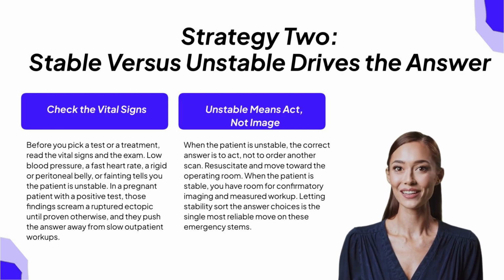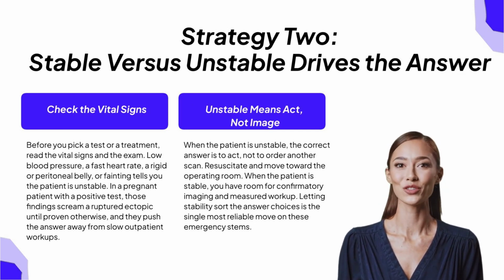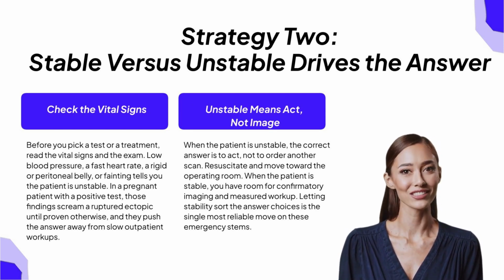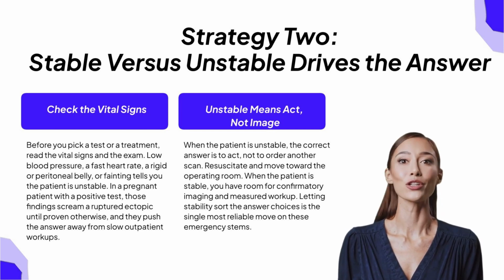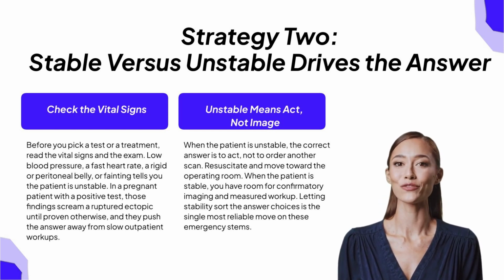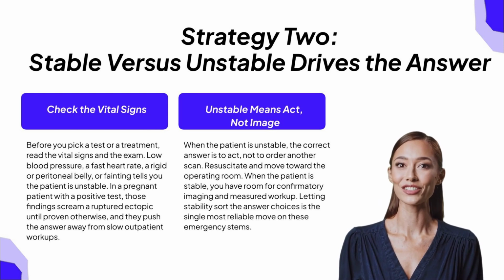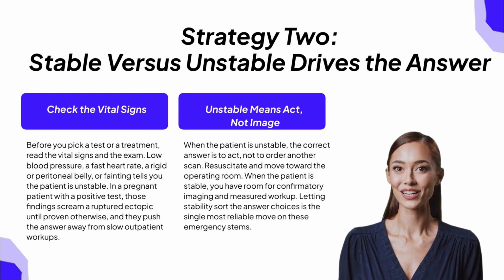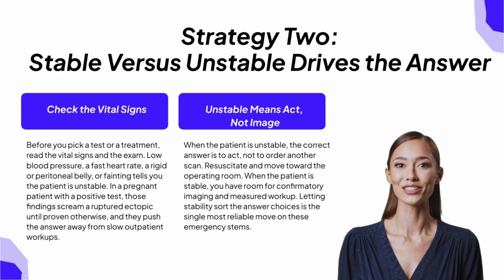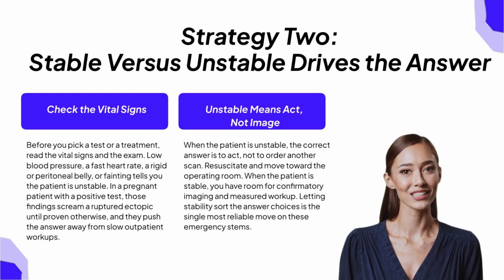Strategy 2 is to let the patient stability sort your answer choices before you commit. On every gynecologic emergency stem, pause and read the vital signs and the physical exam. If the blood pressure is low, the heart rate is high, the belly is rigid or shows peritoneal signs, or the patient has fainted, that patient is unstable. In a pregnant patient with a positive test, those findings point straight to a ruptured ectopic pregnancy, and they make any answer that delays care for slow outpatient testing wrong.